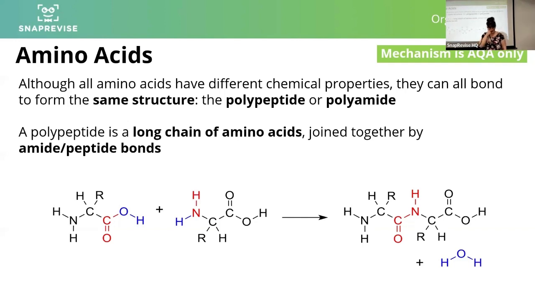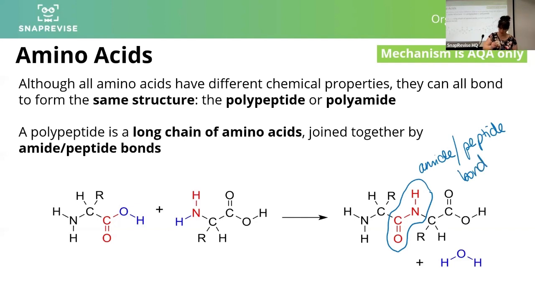What are the bonds? The amide bond is the one that we have highlighted in red here. So this is the amide bond, or if it's in a biological setting, it is called a peptide bond. I consider them to be very similar to the way we form esters.